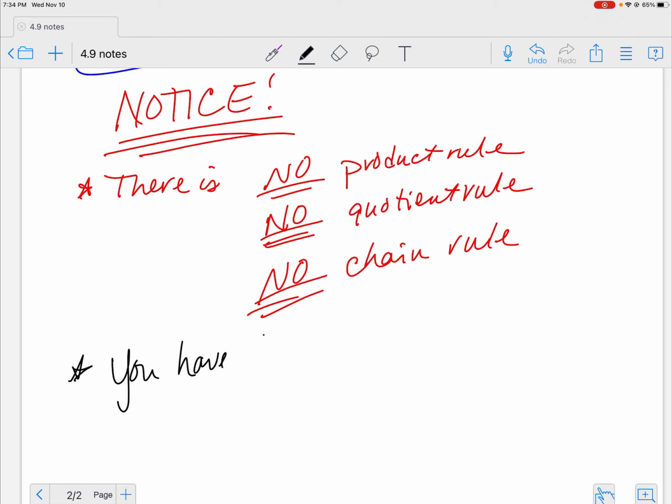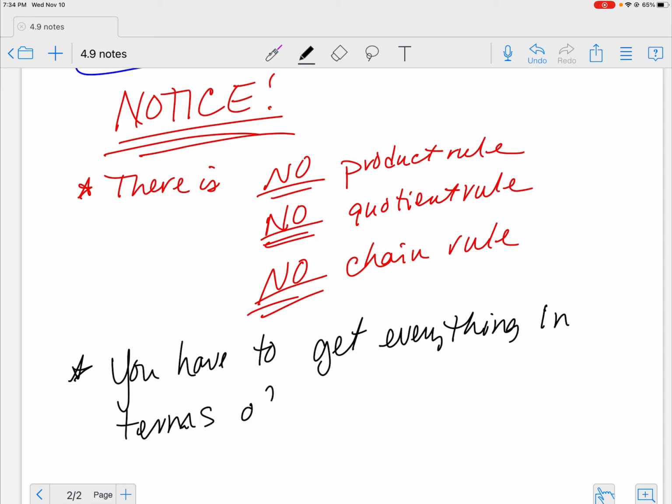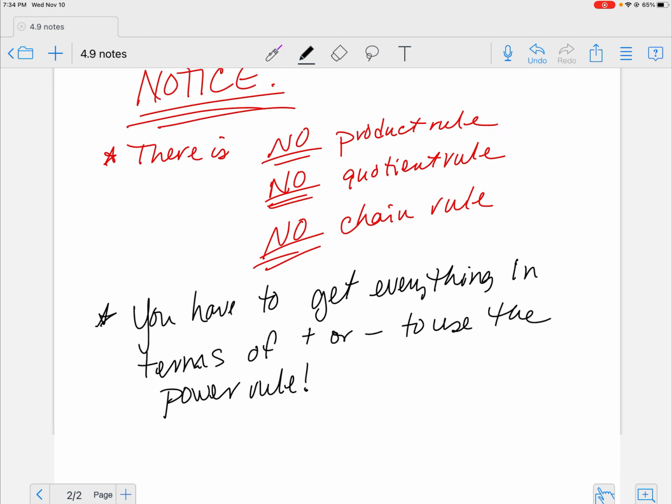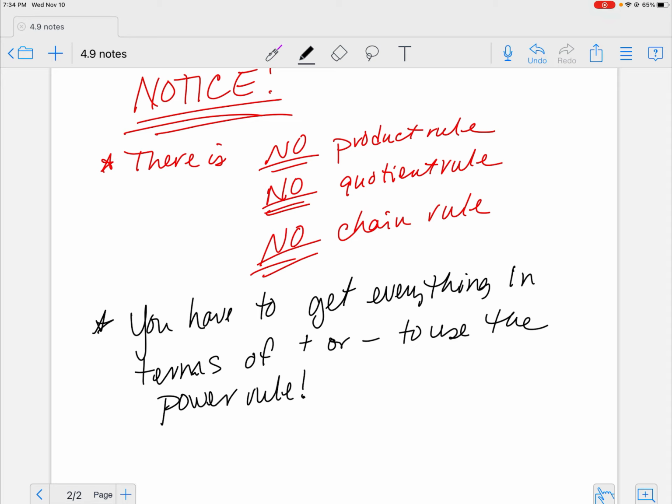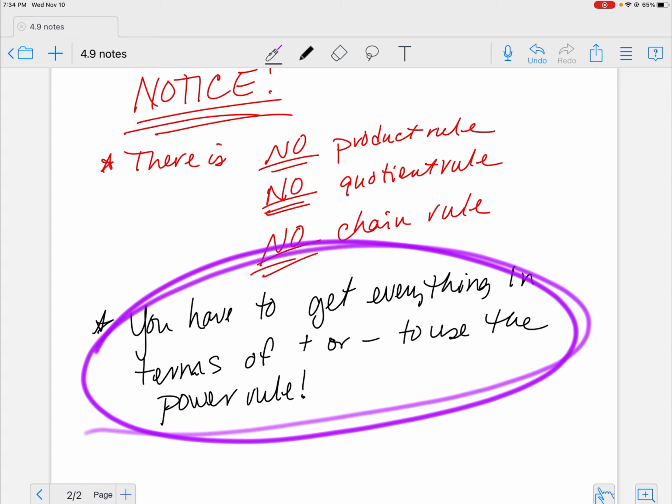You have to get everything in terms of plus or minus to use the power rule. For now. I'm going to say for now, because you don't have to have that for every integration ever. In Calc 2, a third of the class is integrating. All right? So we're going to come up with a whole lot of fun ways to integrate in Calc 2. For our intents and purposes right now, we want everything in terms of plus or minus.